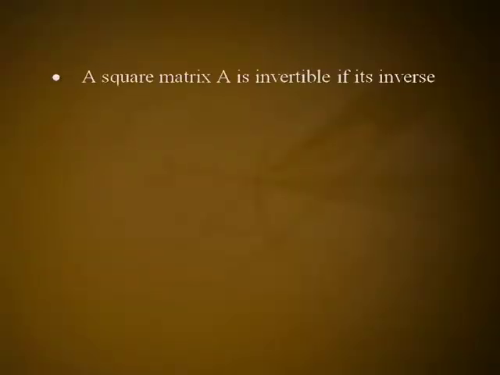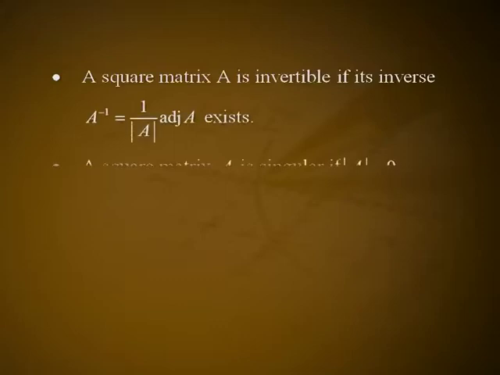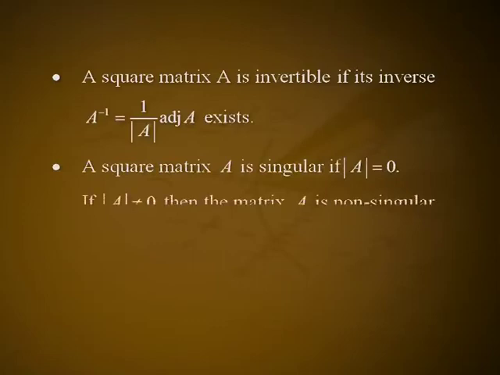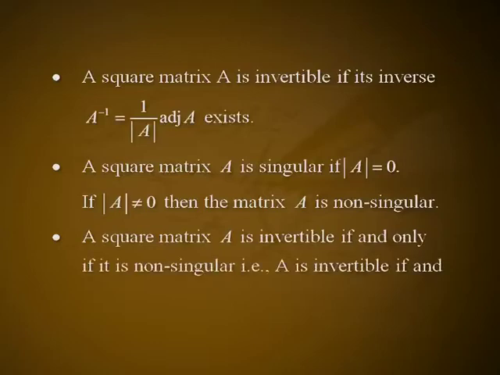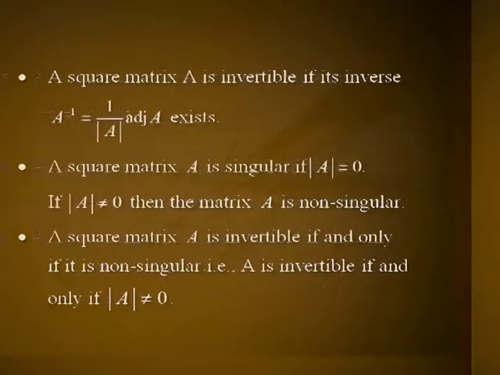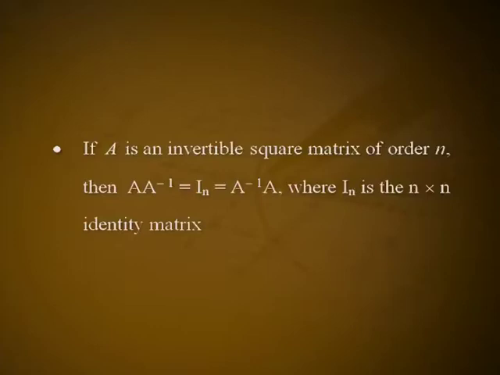Before proceeding, we recall the following concepts. A square matrix A is invertible if its inverse, A inverse, equal to 1 by determinant of A times adjoint of A, exists. A square matrix A is singular if determinant of A is equal to 0. If determinant of A is not equal to 0, then the matrix A is non-singular. A square matrix A is invertible if and only if it is non-singular, that is, A is invertible if and only if determinant of A is not equal to 0. If A is an invertible square matrix of order n, then A A inverse is equal to I n is equal to A inverse A, where I n is the n by n identity matrix.